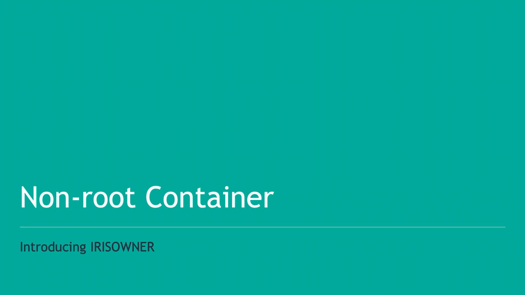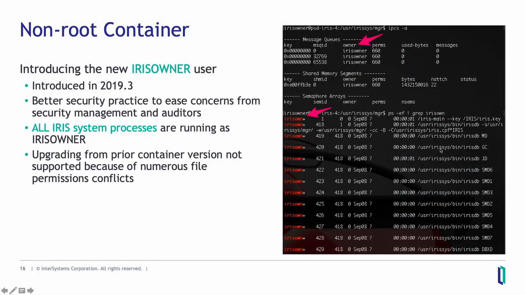Non-root container. We now introduce this thing called the IRIS owner. In the past, when running an IRIS container, it was owned by root. Security people hated that. Some platforms, like Red Hat's OpenShift, won't even allow you to start that container because it's owned by root. That's now gone. Starting with 19.3, the non-root container is introduced, with a dedicated user ID called the IRIS owner. Now it owns all the system processes and daemons, which previously were owned by root.